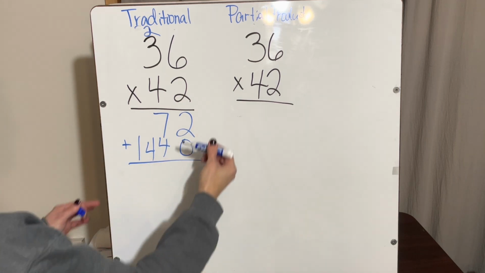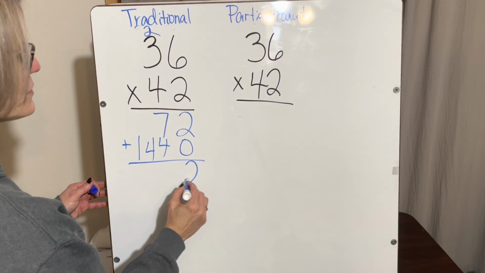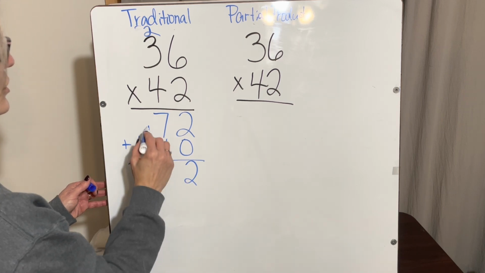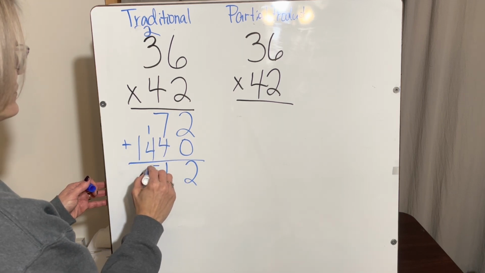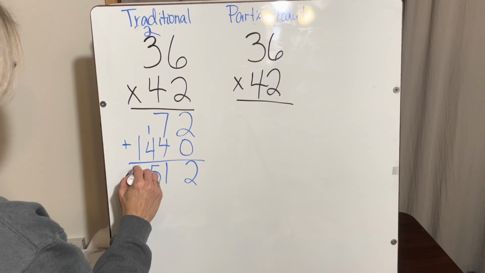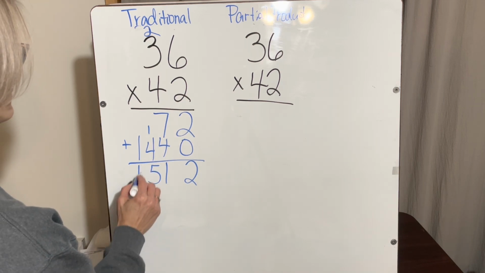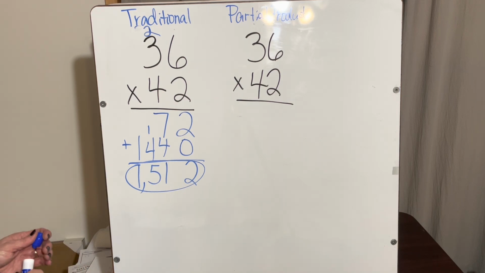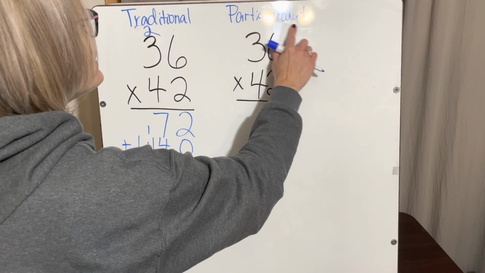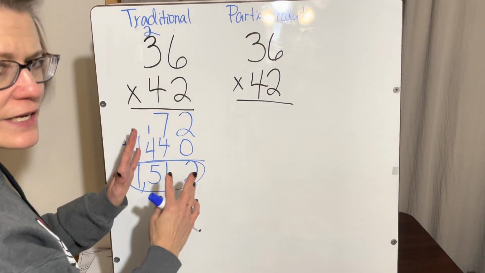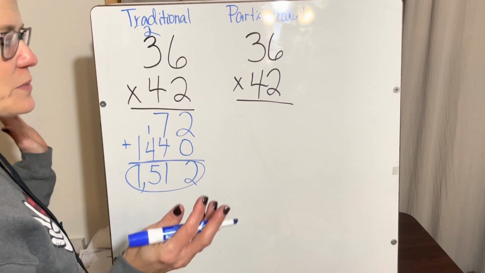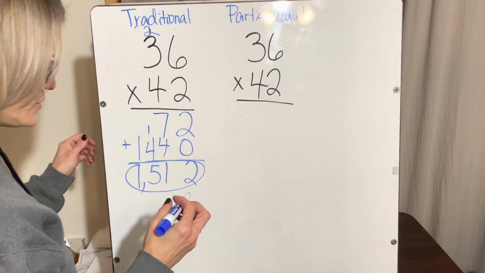Then I add this up. 2 plus 0 is 2. 7 plus 4 is 11. 1 plus 4 is 5. And 1 plus nothing is 1. So now I've got my answer, which is 1,512. Now, when I come over here, I'm going to see the same kind of connections that I saw in the last one, okay? Even though it's bigger numbers, I'm still going to see that connection.